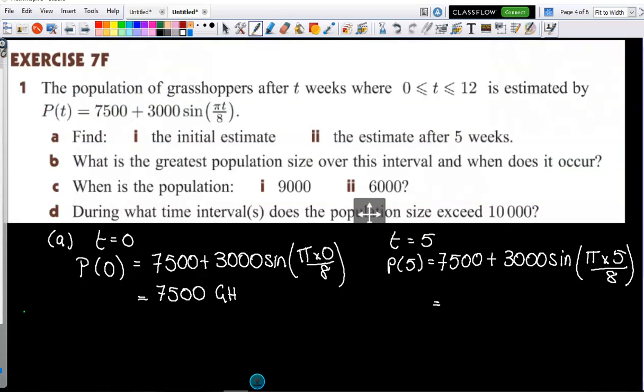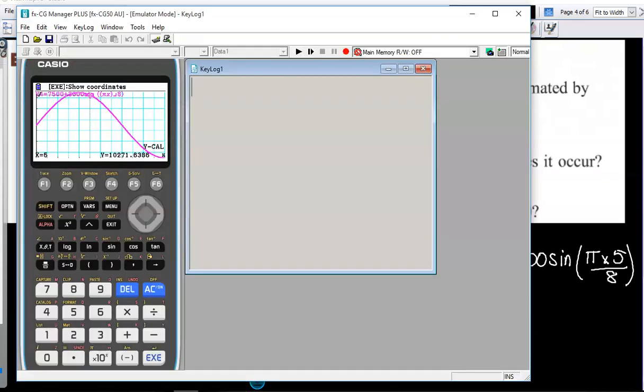Morgie Meister, do you want to play with us? What is the greatest population size? Using our calculator, what would we do? Thanks, Morgan, through your voice. Well done. G-solve, max, correct. So 10,400. When did it occur? After 4 weeks. Is it weeks, days, years, whatever? Weeks, right?